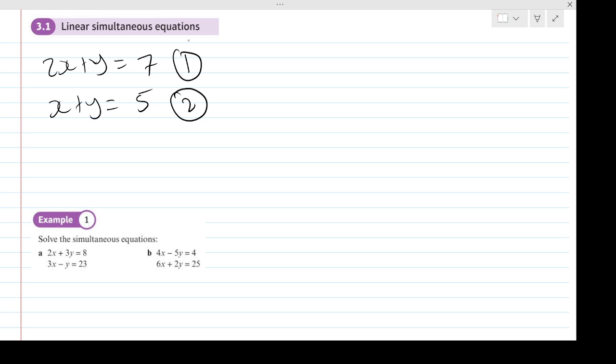The first one is substitution, which is probably the more important method as we go on throughout the course. Substitution is essentially we rearrange one equation to get it in terms of one variable. So let's say for equation 1, if we rearrange this to get y on its own, y would be 7 take away 2x. Hopefully you can see that, right? So I've got y on its own, but it's the exact same equation.